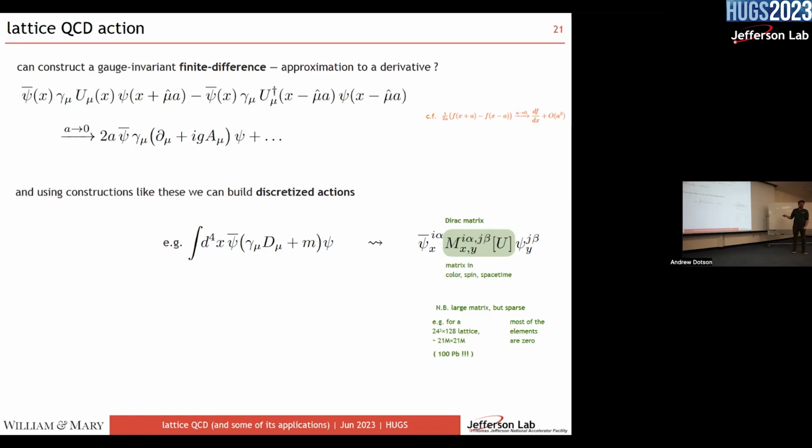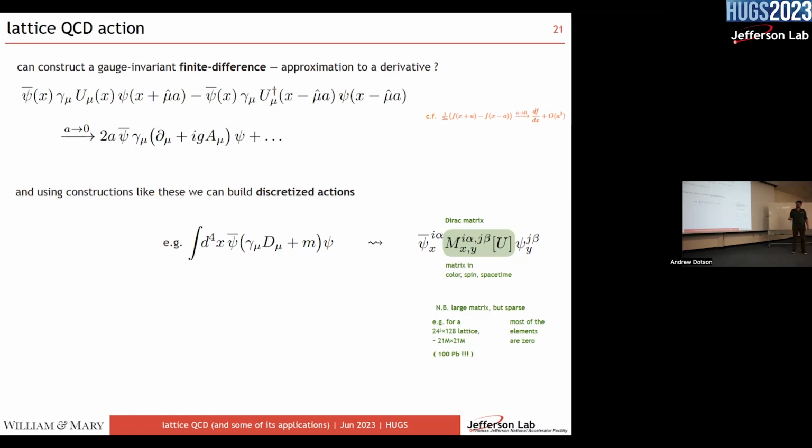So a typical lattice size in modern calculations might be 24 sites in each space direction and 128 sites in the time direction. Don't ask me right now why you want more in time. It's complicated. It's not complicated, but I don't want to go off topic. So you can do that multiplication and then multiply by 3 colors and 4 spins, and you will get 21 million.